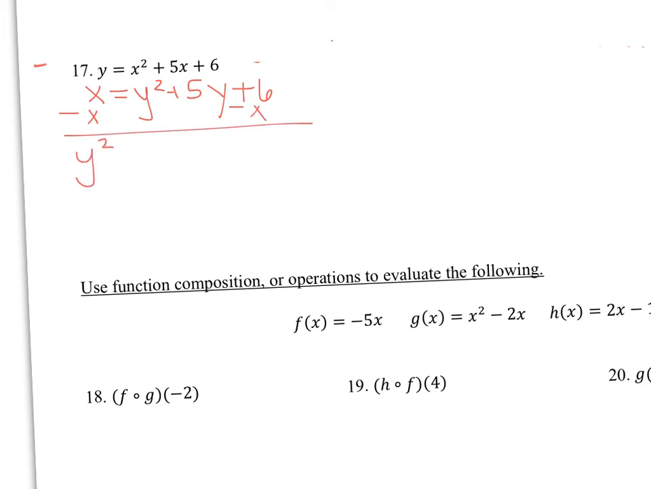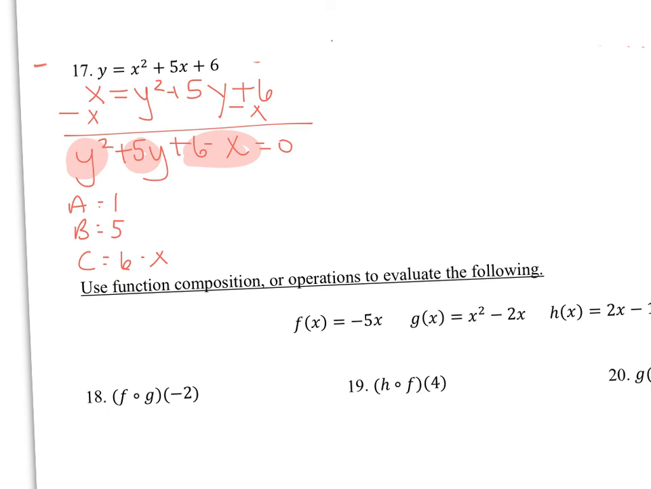So I have y squared plus 5y plus 6 minus x equals 0. So now I'm going to write down a, b, and c so I have it. So a is 1 because a is always next to your variable squared. B is 5 because that's always next to just your variable. And c is 6 minus x because c is your constant, which is everything else. So now I'm going to take a, b, and c and plug into the quadratic formula.